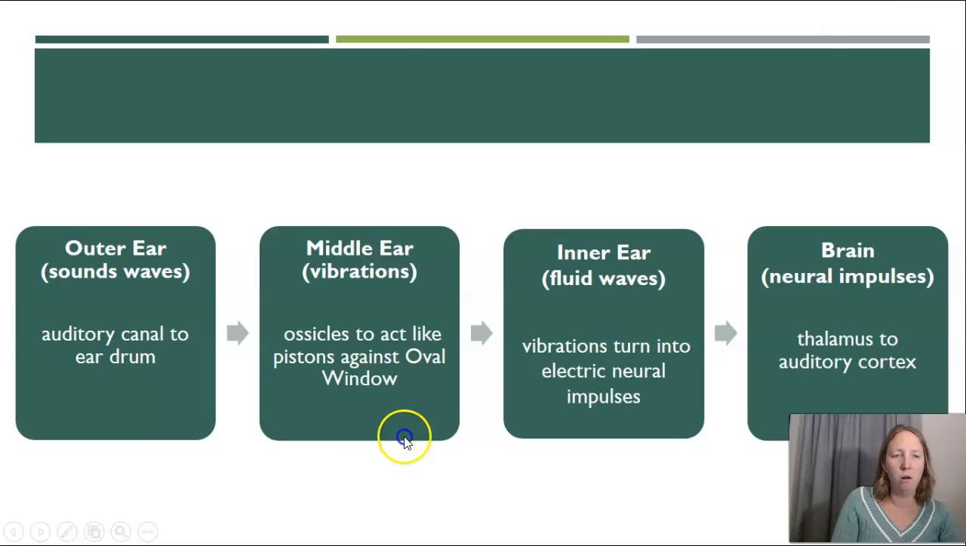That oval window is against the cochlea, which I'm just realizing should probably be in here. The cochlea is where the vibrations will turn into electric neural impulses. So be sure to add that word right here. And then those neural impulses go into the brain, visit the thalamus, or the sensory switchboard, and get sent to the auditory cortex.